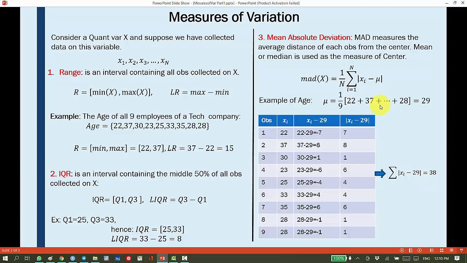Now we divide 38 by n capital, which is the size of the population. Hence, mean absolute deviation is 38 divided by 9, which is 4.8 years. Therefore, on average, the distance of each observation here from the center, which is 29 years, is 4.8 years.